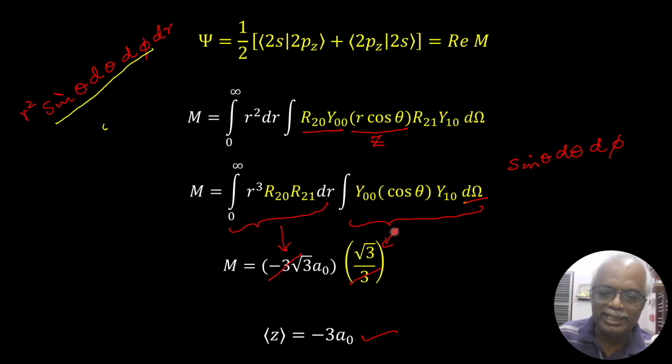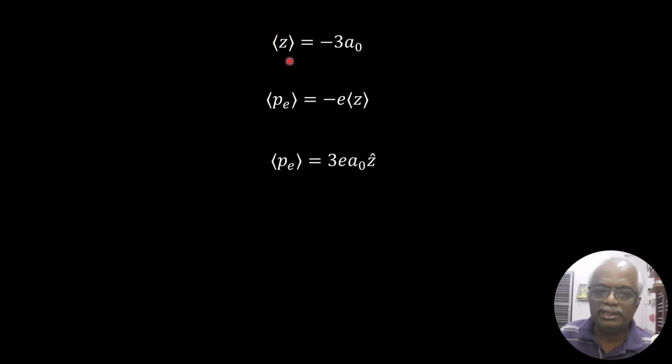So now you take it for granted that we can carry out this integral by applying the value R20, we have seen already, and R21 also. Similarly, Y00 is 1 over square root of pi. This Y10 is square root of 3 over 4 pi. All these things we have calculated. So all these things we have to substitute and calculate, and you will get this one. Now we got z is equal to minus 3 a naught.